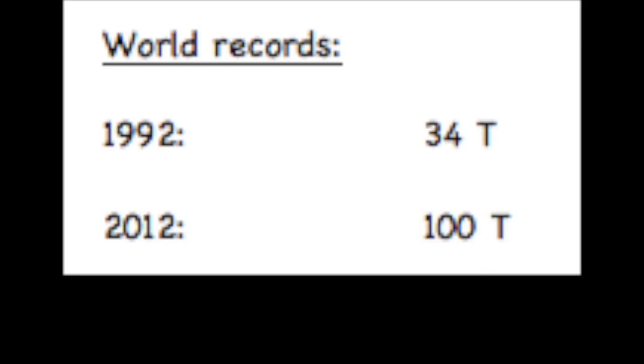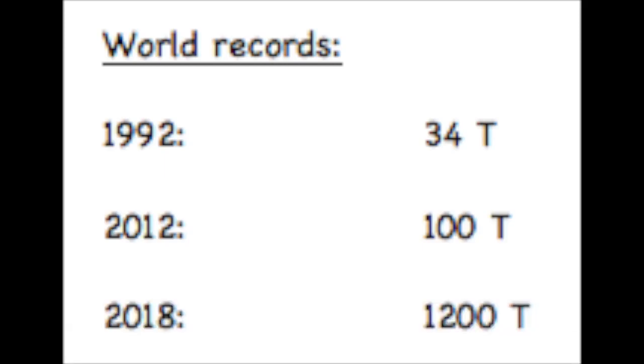Here's another interesting list. In 1992, the biggest man-made magnetic field was 34 Teslas. In 2012, it was 100 Teslas. And in 2018, it was 1,200 Teslas. As you can see, we're getting better at making magnets.